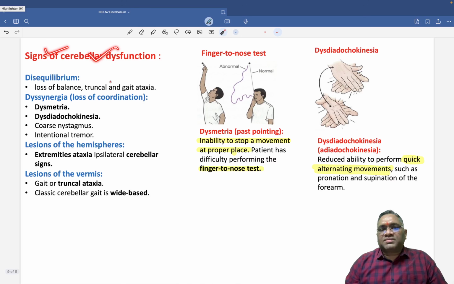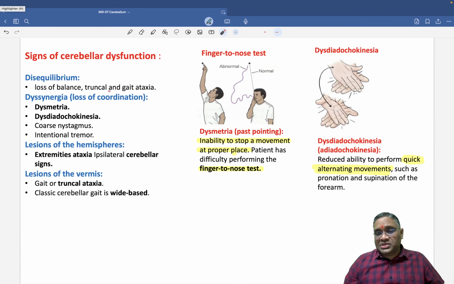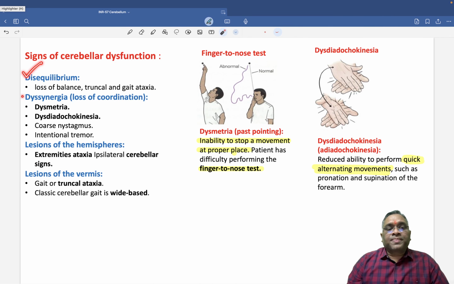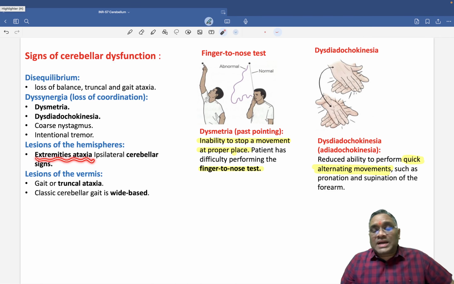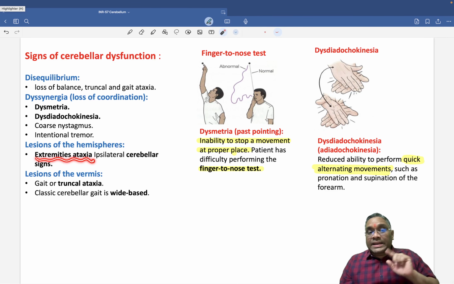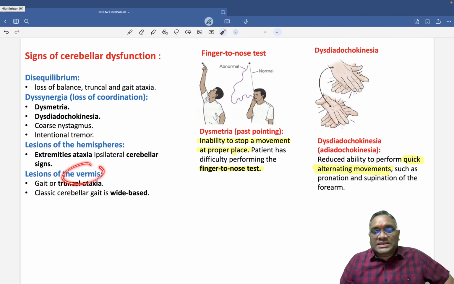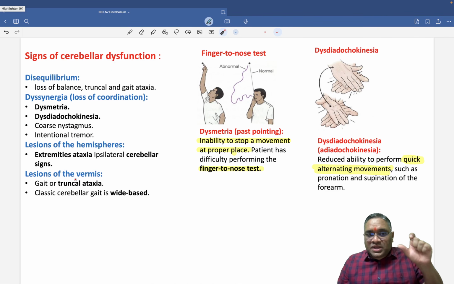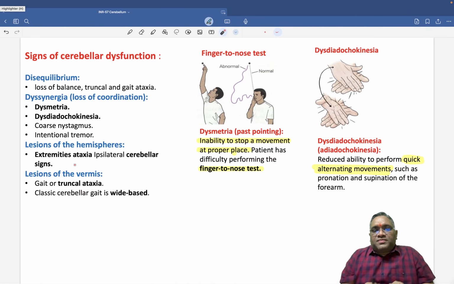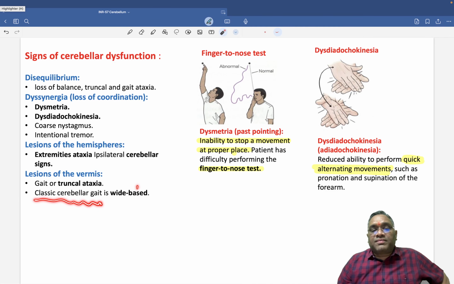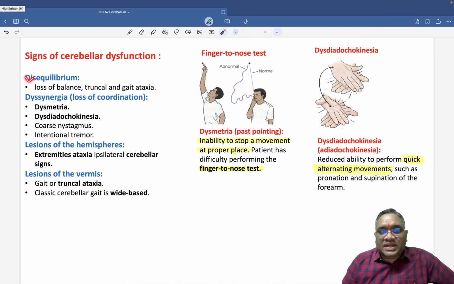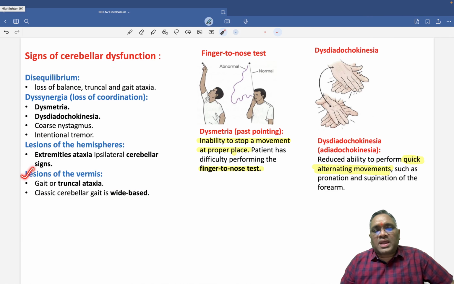Now we will see what are the signs of cerebellar dysfunction. Whenever we have a cerebellar lesion in our patient, we will have disequilibrium. Dyssynergia means loss of coordination. If the cerebellar hemisphere is affected, extremity ataxia will be there, with ipsilateral cerebellar signs. Extremity ataxia means limb ataxia will be present in a hemisphere lesion. Whereas if you see a lesion in the vermis, they will have truncal ataxia. The central part of the body will be affected, and the classical cerebellar gait we will see is the wide-based gait, right?